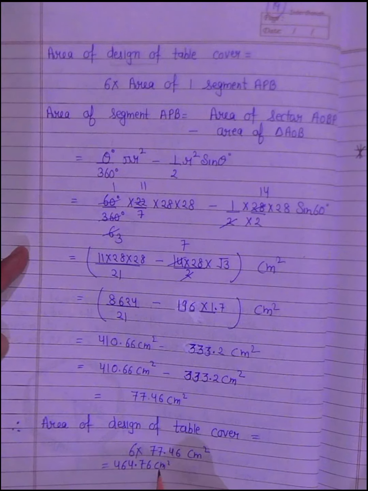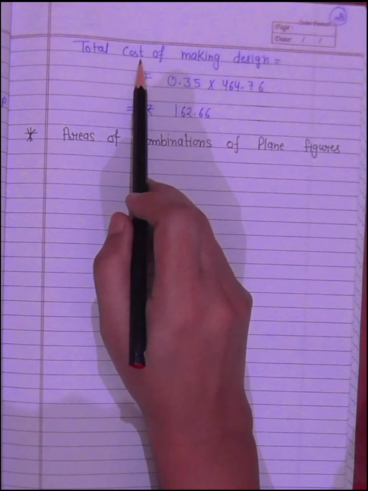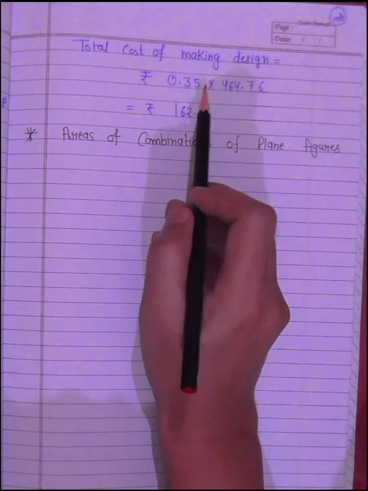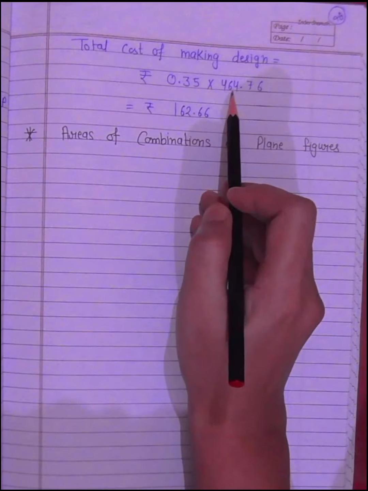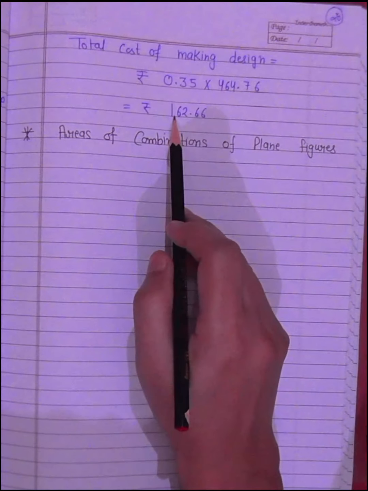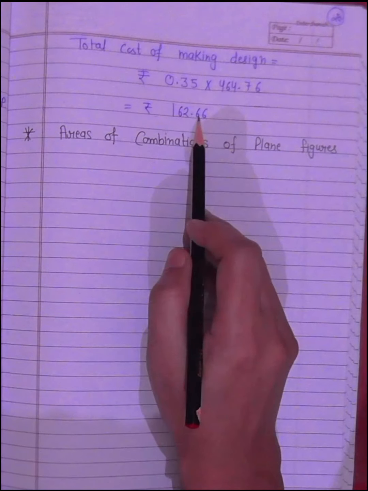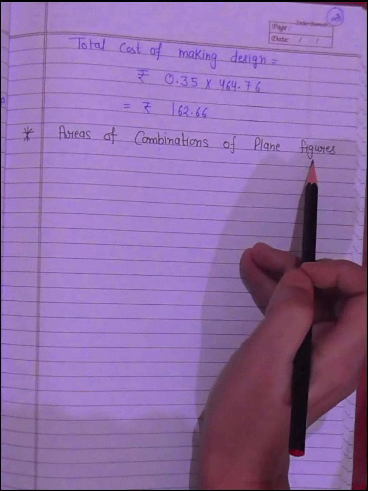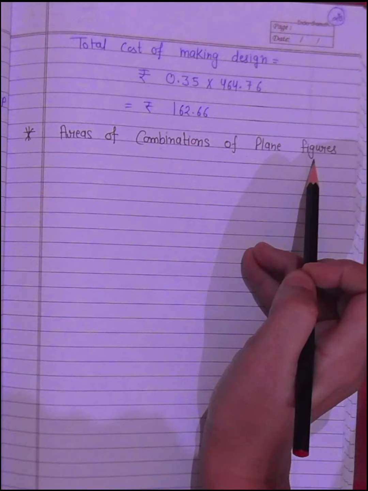That will be equal to 464.76 centimeter square. Therefore, the total cost of making the design, that is rupees 0.35 into 464.76, it will be rupees 162.66. Now areas of the combination of plane figures, we will do it in the next video.